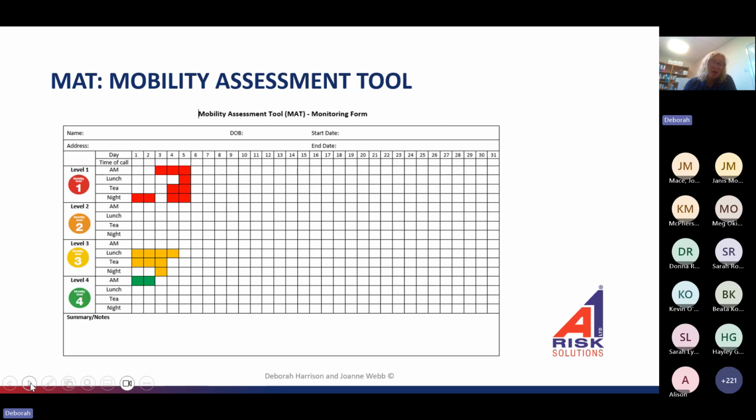And then you've got mobility level 4. Mobility level 4 is where the person can mobilize, it could be that they can mobilize freely, or they're using a walking frame or a walking stick. So they're classed as independent.